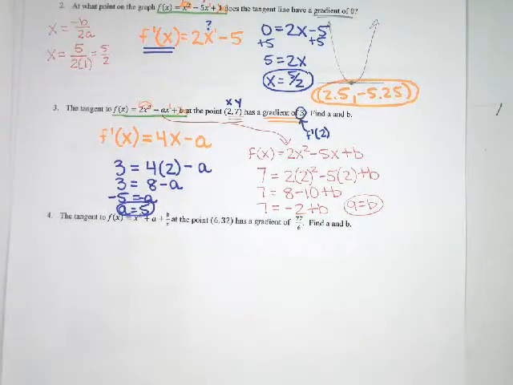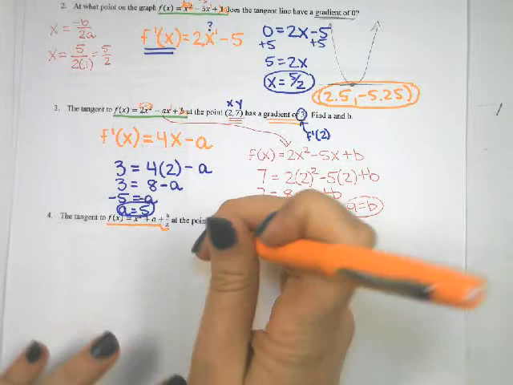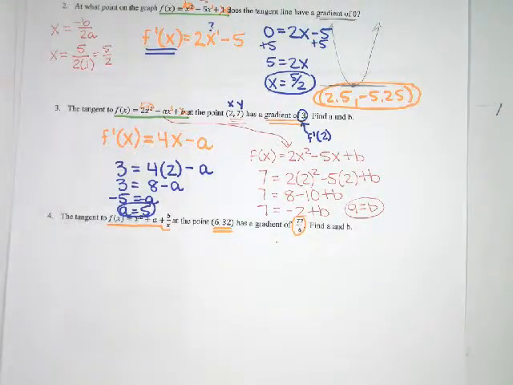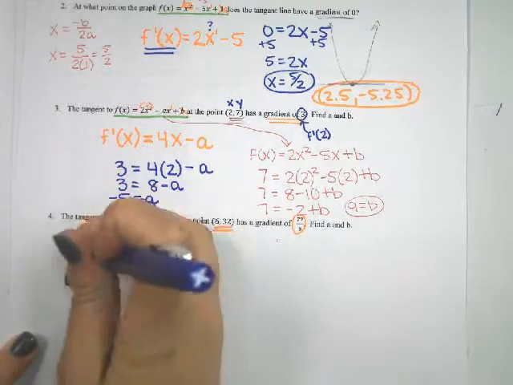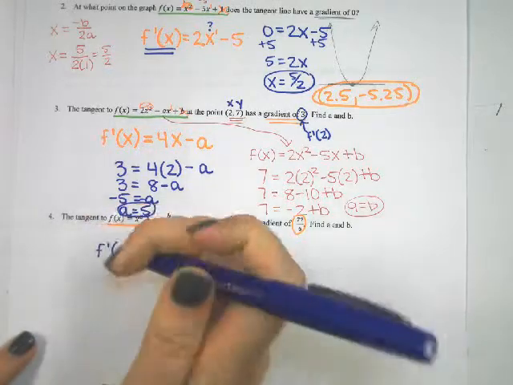All right, last question. The tangent to this equation, with this little fraction in there, at this point has this gradient. So we've got some nice numbers here. We need to find a and b. Since they give me information about the gradient, I'm going to start by finding the derivative. It's in function notation, so we'll use f prime of x.